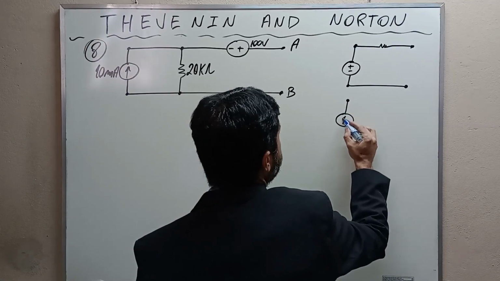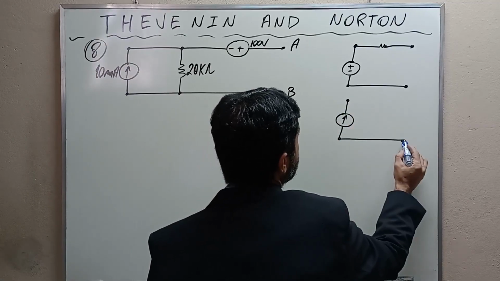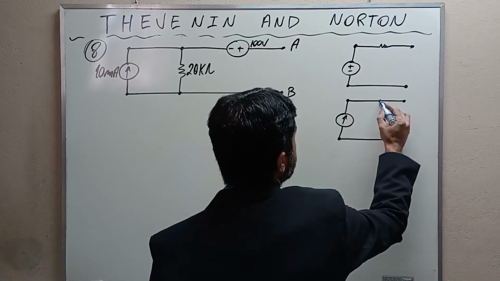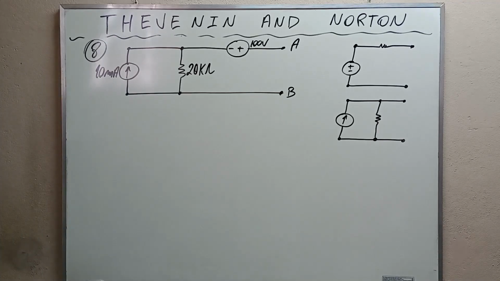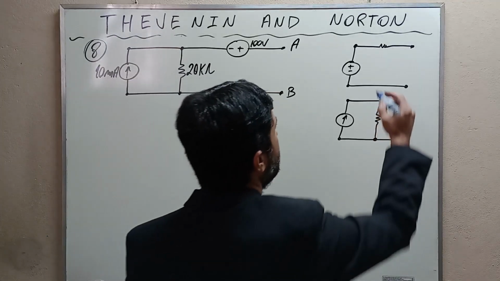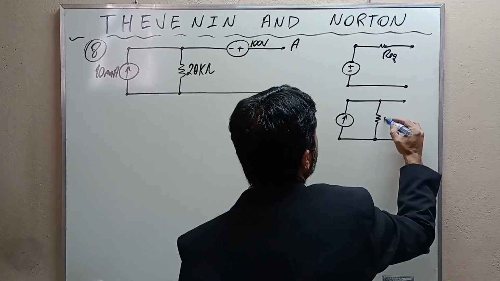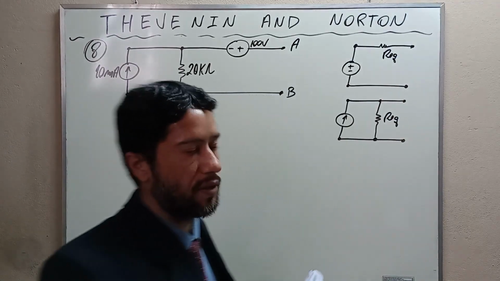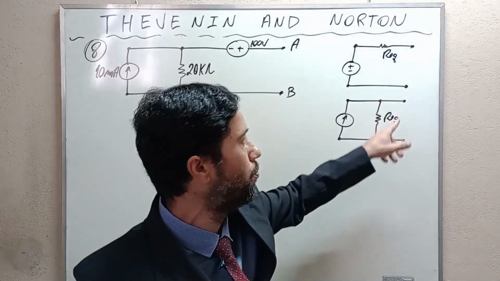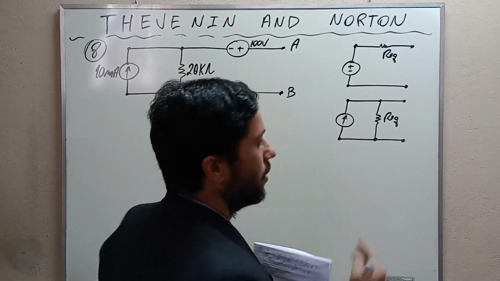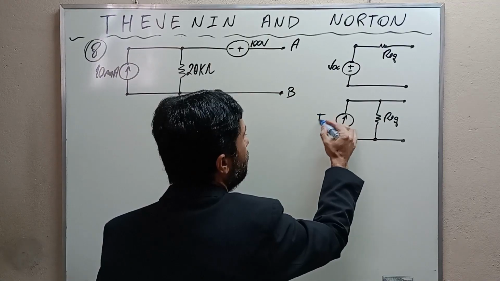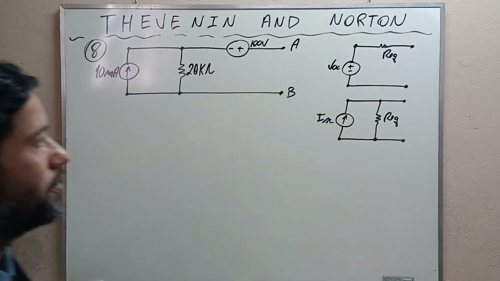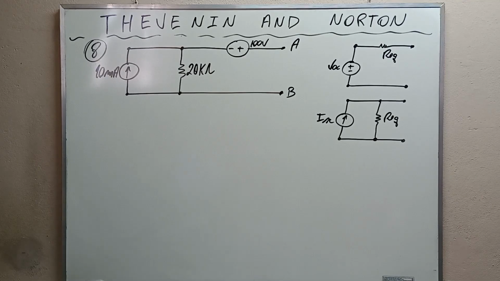Okay, all right, they are different. This is the equivalent resistance. Observe that the equivalent resistance is common to both. They are equal, but here is the open circuit voltage, and this is the short circuit current. Firstly, we calculate the open circuit voltage.